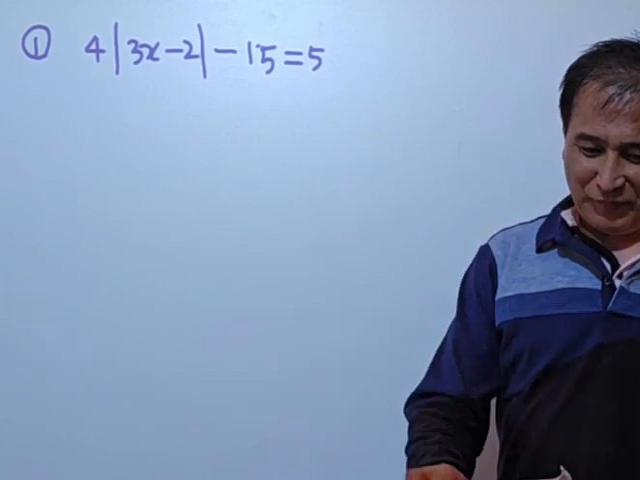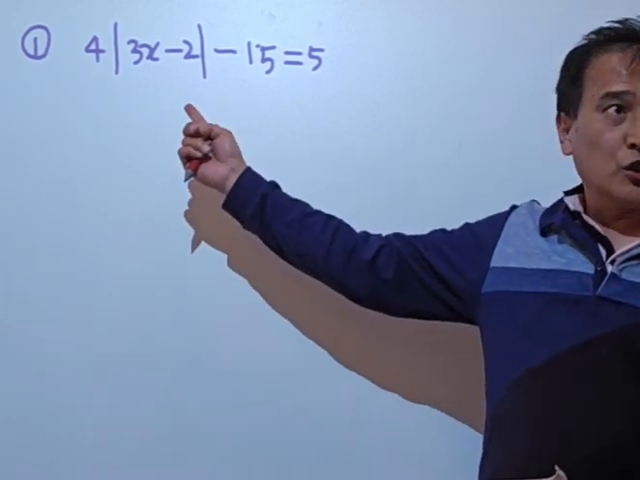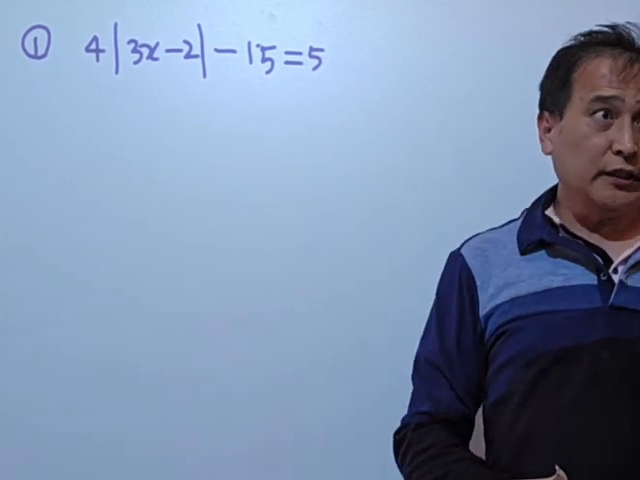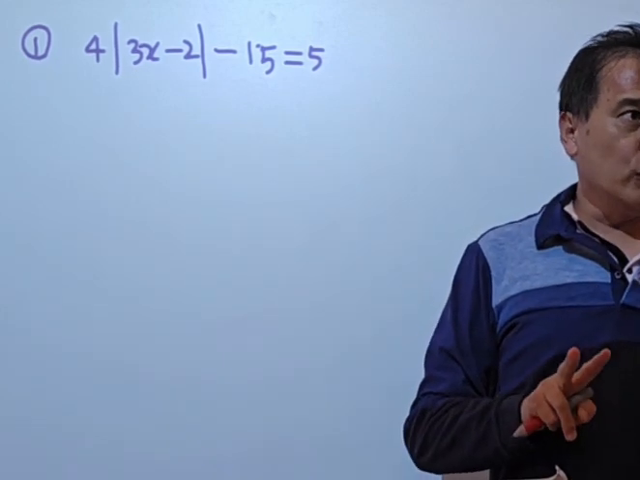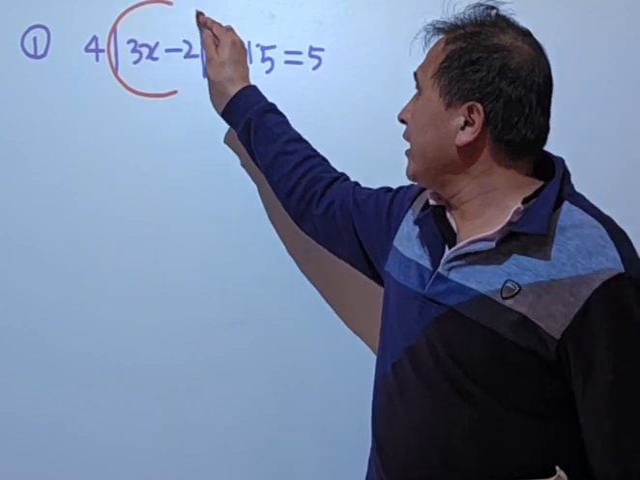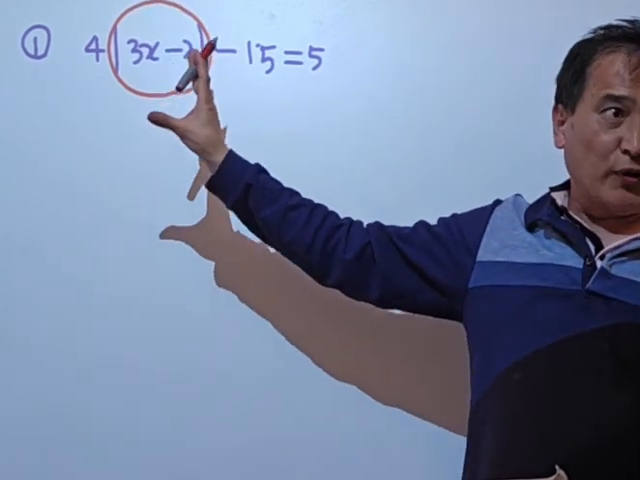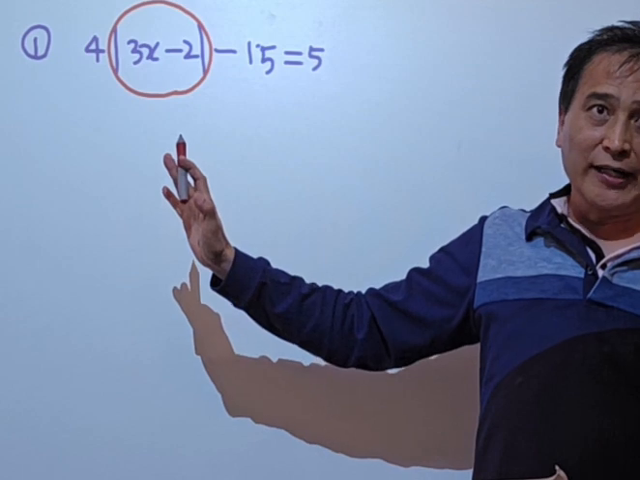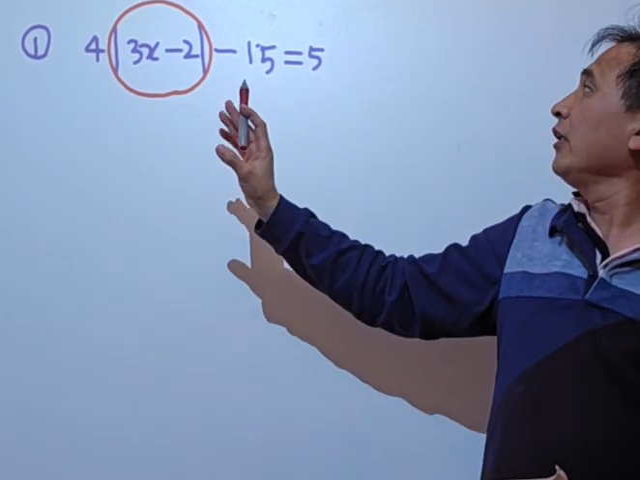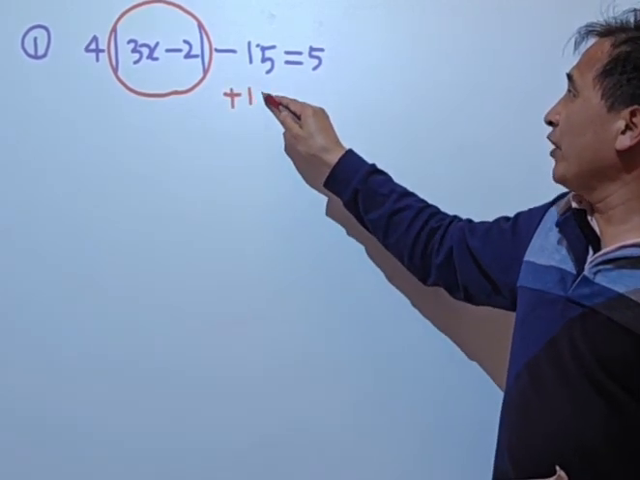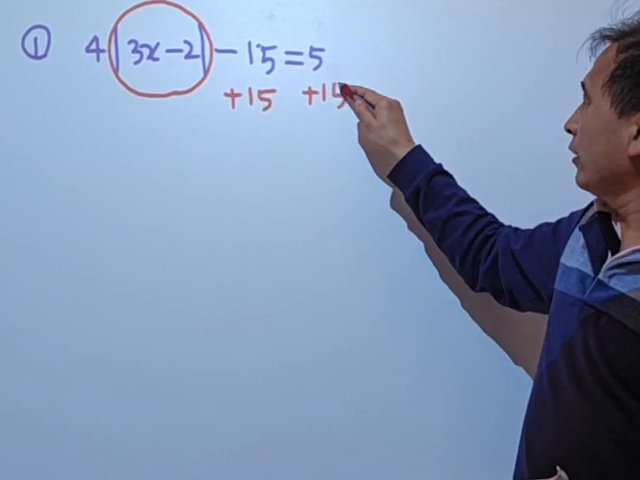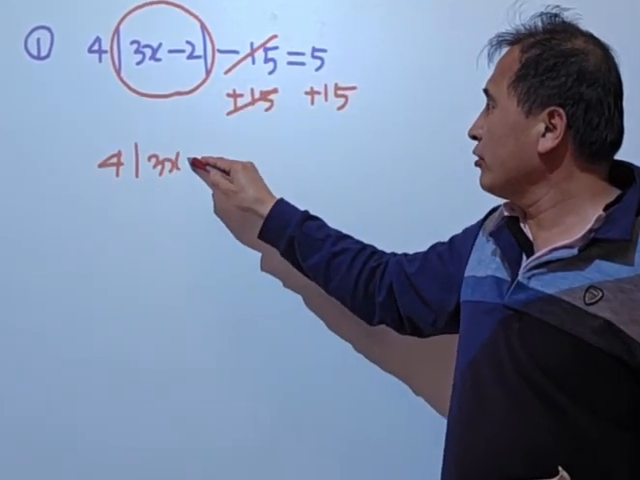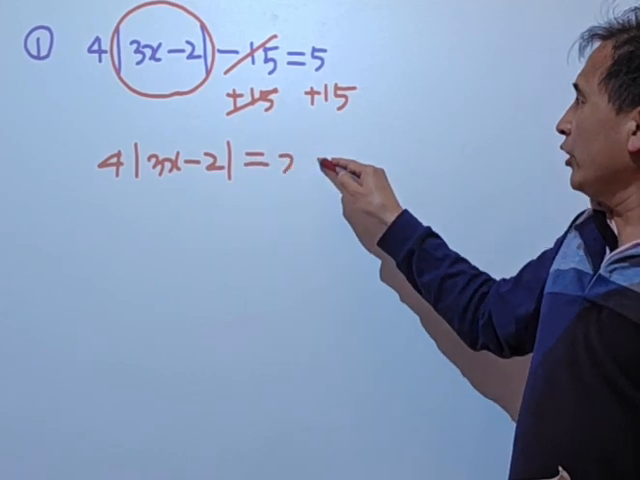One more time. So today we're going to solve absolute value equations and inequalities. First thing you need to do is isolate the absolute value. Don't touch the inside of the absolute value, just leave it there as it is, and isolate that. In order to do that, I'm going to add 15 to both sides first, right? So that cancels out. 4 absolute value of 3x minus 2 equals 20.